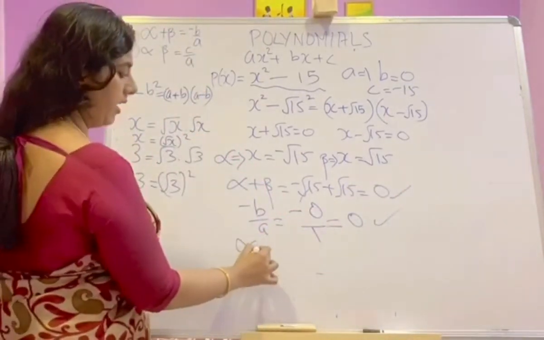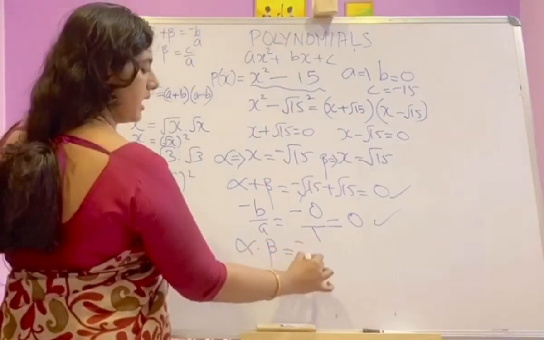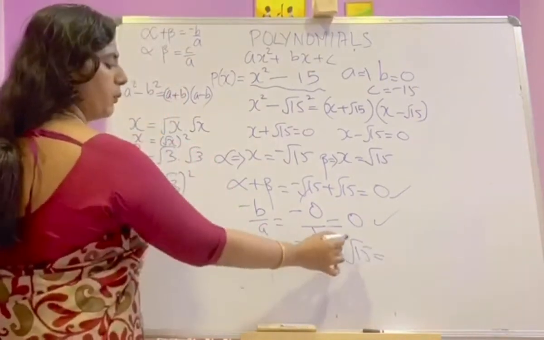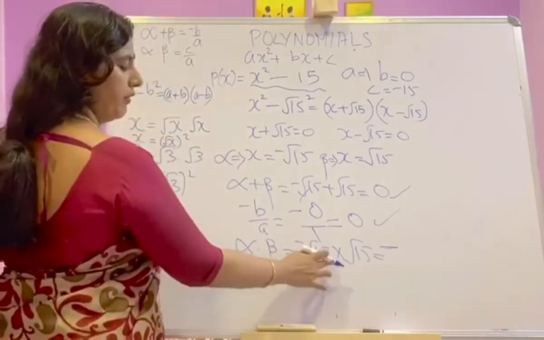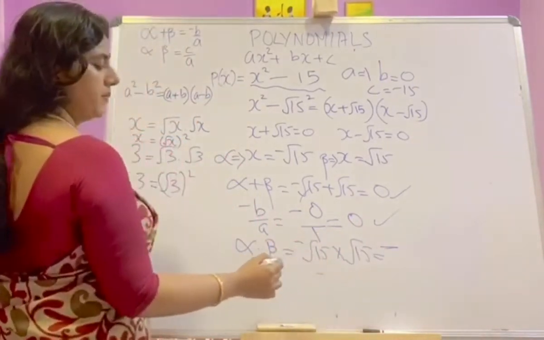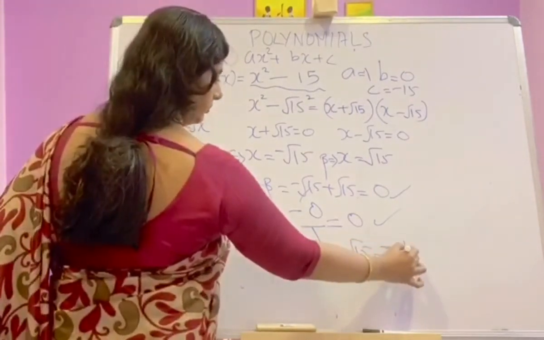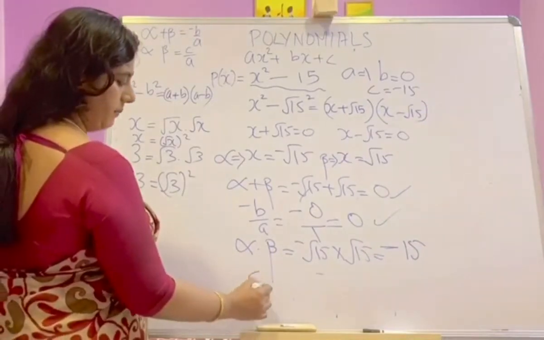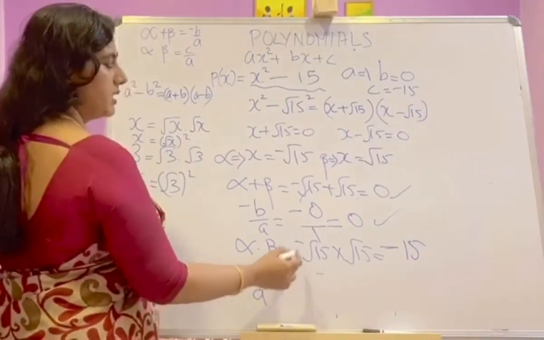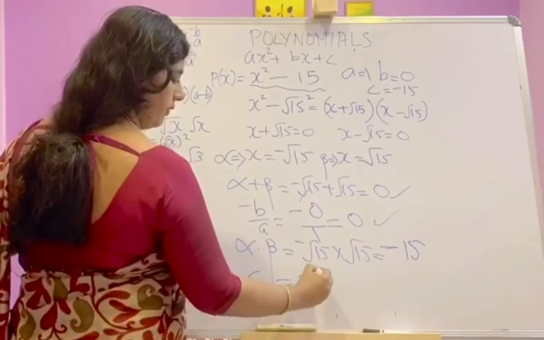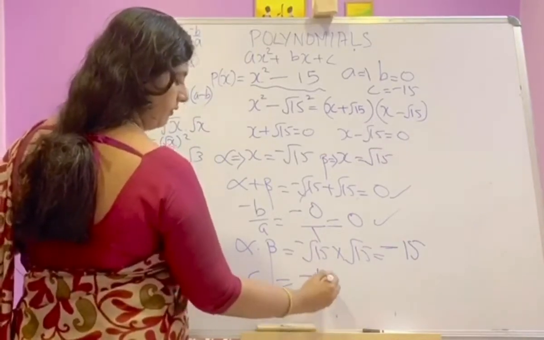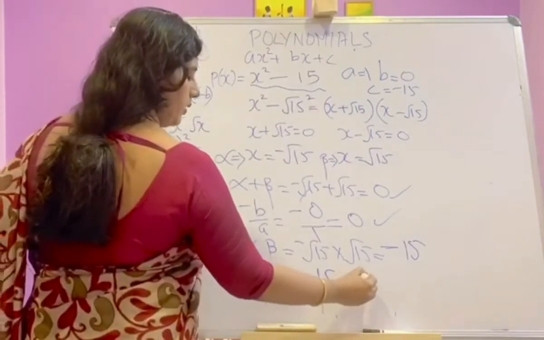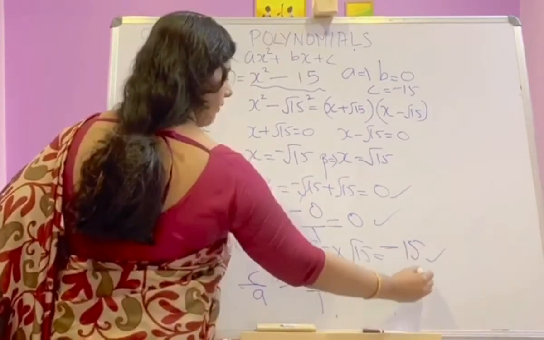Next is alpha into beta, that is negative root 15 into root 15. Negative into positive, the answer is negative. Root 15 into root 15 becomes 15. Now, c by a. C is negative 15 by a. A is 1, so it is equal to negative 15. Hence, verified.